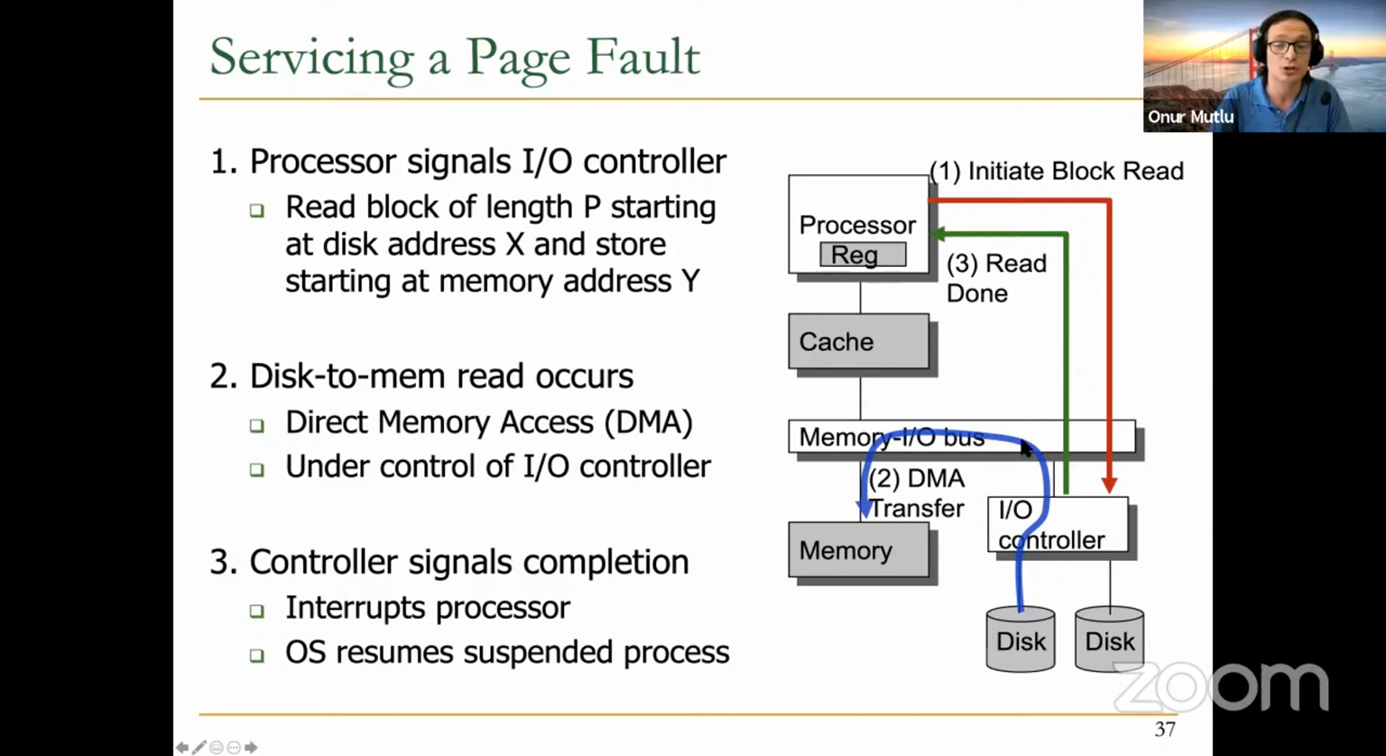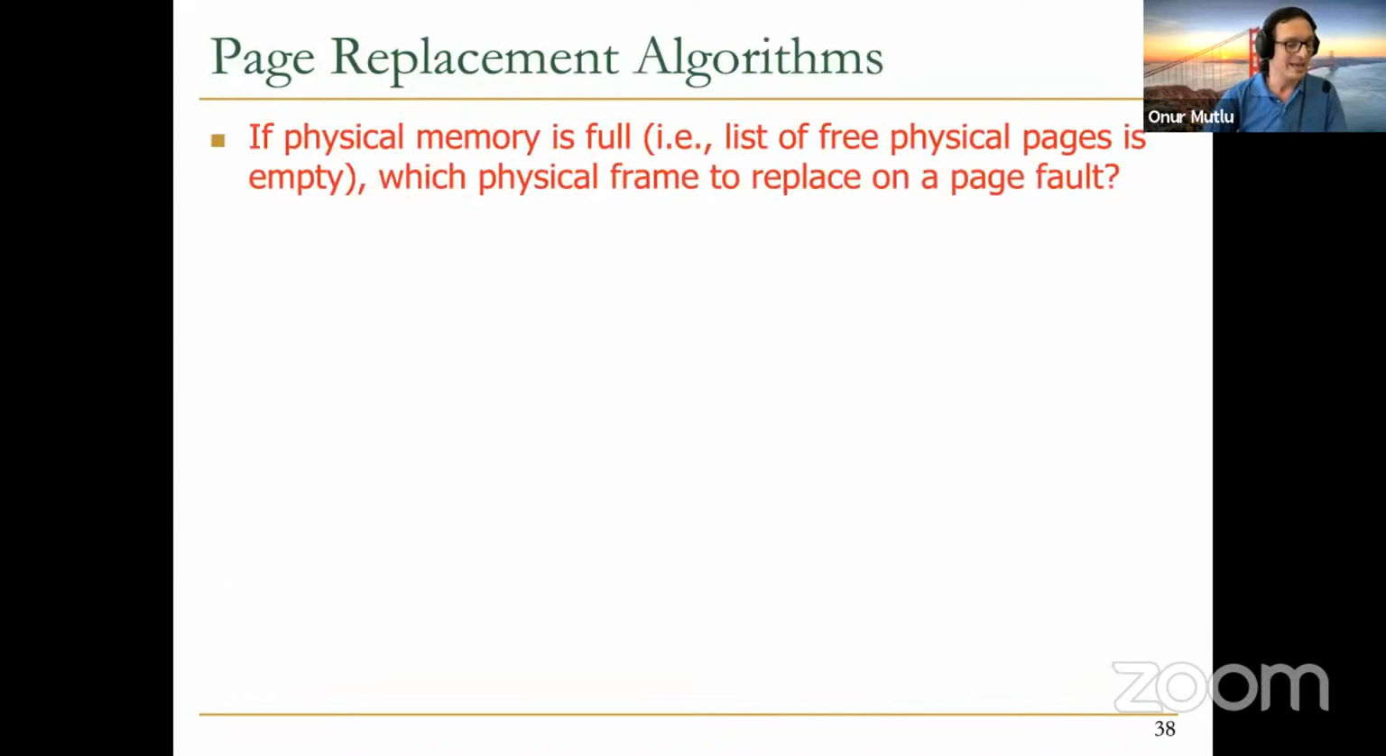The disk to memory read occurs through a direct memory access transfer, hopefully without disturbing the processor. It happens under the control of the IO controller. When the controller finishes the transfer, it interrupts the processor, saying that it has finished the page fault request, and the operating system resumes the suspended process after, of course, fixing the page table entries, etc. There's a lot that goes on to service a page fault, and that's what you need to know for this course.